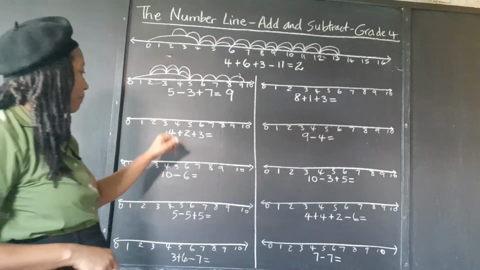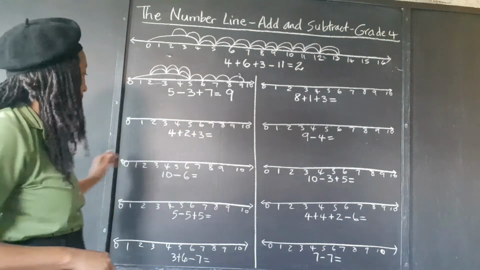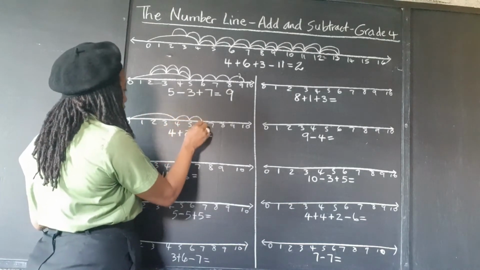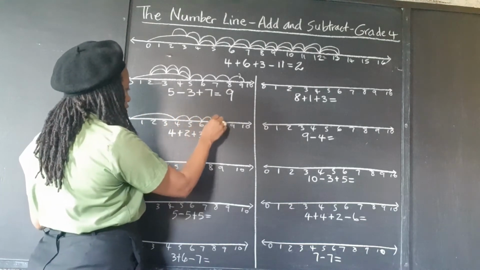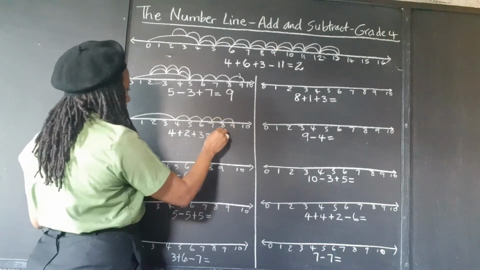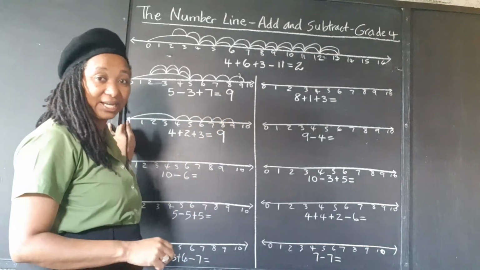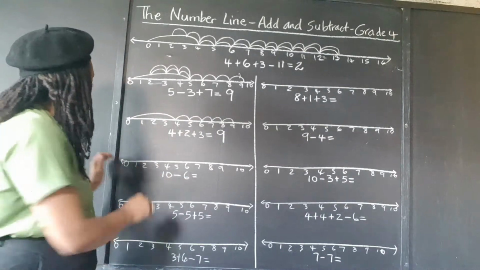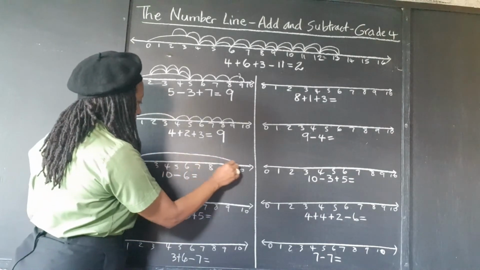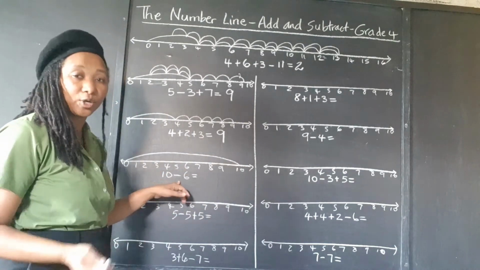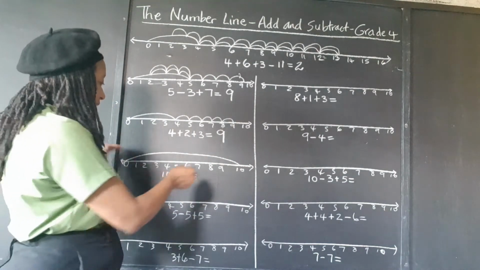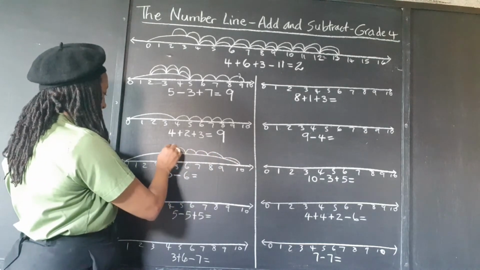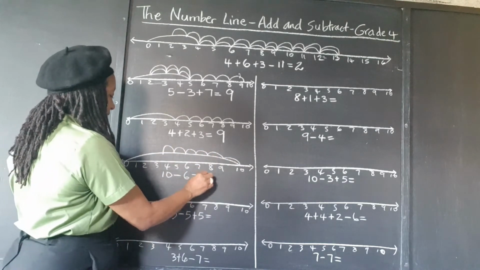Alright, so 4 plus 2 plus 3. So 0 to 4, so that's 4, plus 2 more, 1, 2, plus 3 more, 1, 2, 3. That takes us to 9. See that? Very easy. 10 take away 6. So 0 to 10. And we're taking away, so we're going back to the left 6 places. 1, 2, 3, 4, 5, 6. 10 take away 6 is 4.